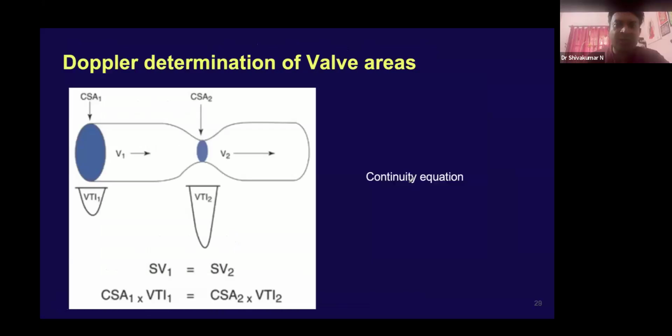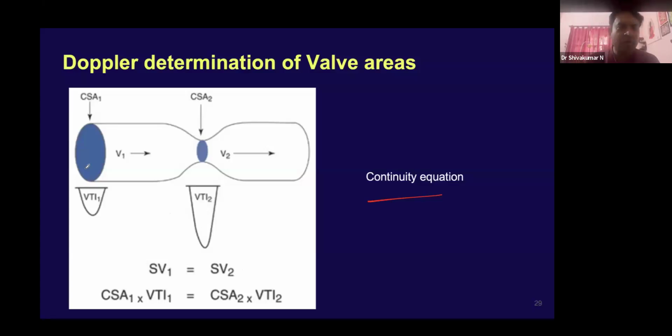So we covered the gradients across the valve. Another important estimation is valve area. What we want to know is the diameter of the valve, especially in the setting of stenosis. We use the continuity equation. Suppose blood is flowing from area 1 to area 2, and suppose there is a stenosis over here. Whatever stroke volume is coming from this area must be equal to the stroke volume coming over here. Stroke volume 1 will be equal to stroke volume 2.